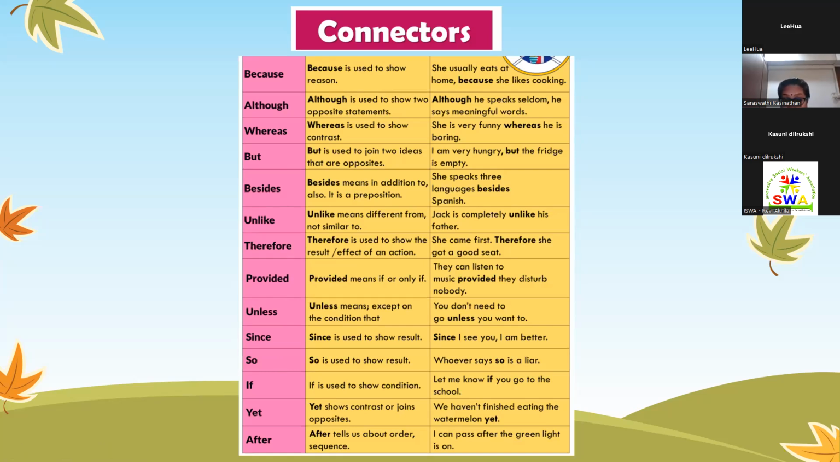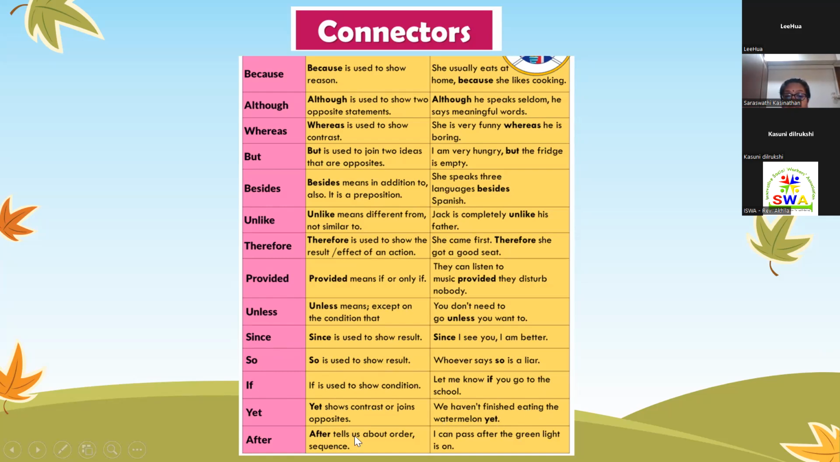As I've said this before, English is always practice. The more you speak, the more you write, the better you become at it. All right. If is used to show condition. Let me know if you go to the school. I will not be going to the market if it's raining. Yet shows contrast or joins opposites. We haven't finished eating the watermelon yet, right?